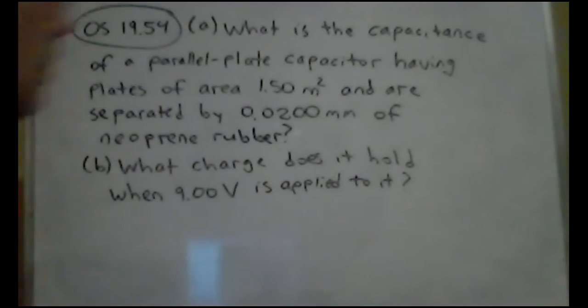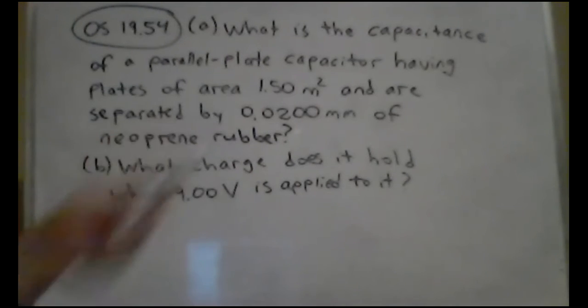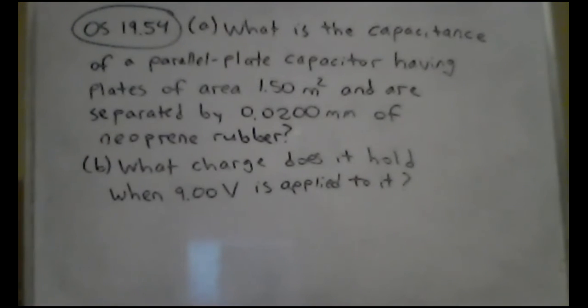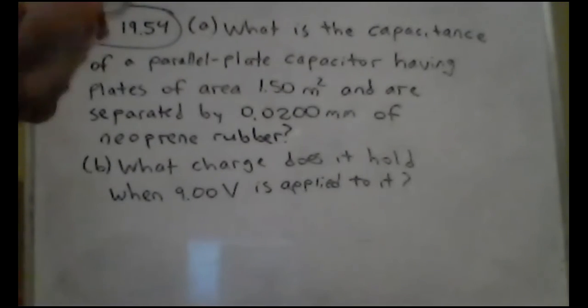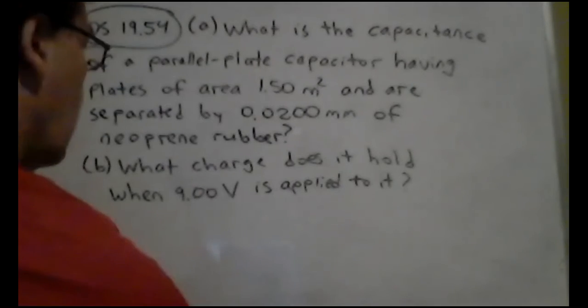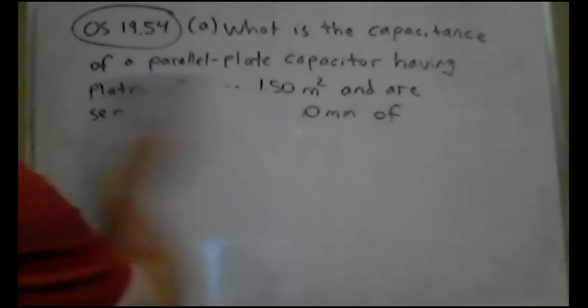All right, so parallel plate capacitor. We're going to design one first, and then we're going to use it. So we'll design it in A, use it in B. In A, the area is 1.50 meters squared, the separation is D, 0.0200 millimeters of neoprene rubber, and I have to look up kappa for neoprene rubber. Then B is what charge does it hold when 9.00 volts is applied. Once I know the capacitance, I apply the voltage and get the charge. So here we go.